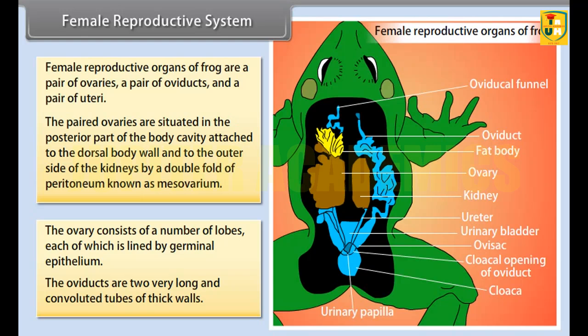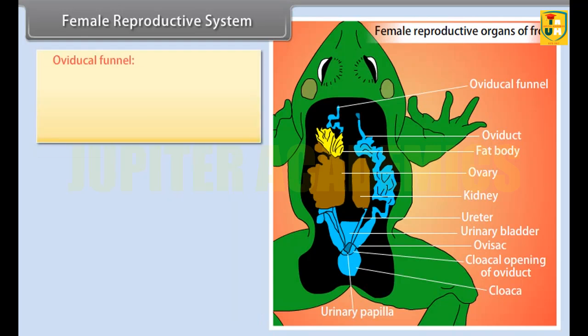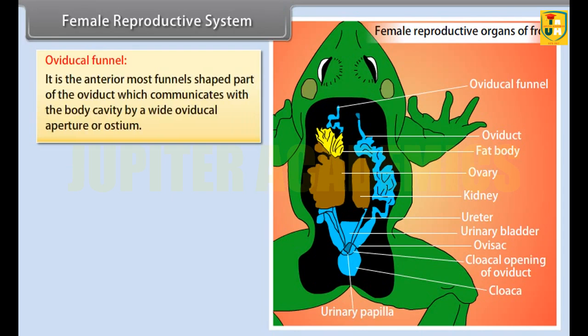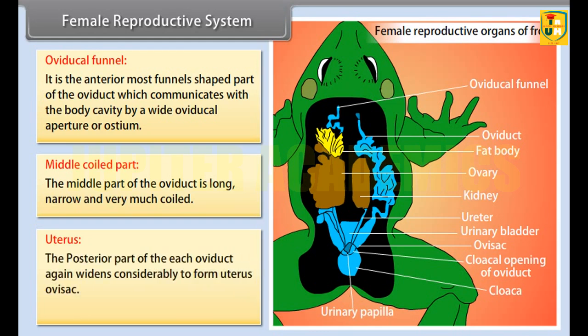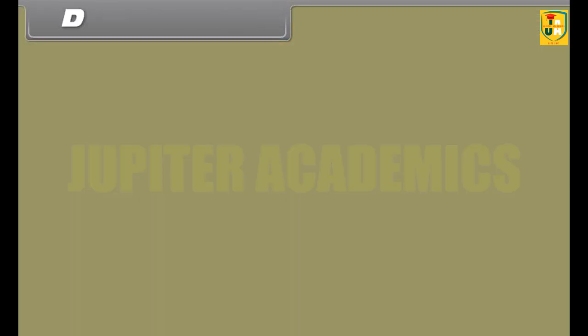The oviduct is distinguished into three regions. Oviducal funnel. It is the anterior-most funnel-shaped part of the oviduct, which communicates with the body cavity by a wide oviducal aperture or ostium. Middle coiled part. The middle part of the oviduct is long, narrow, and very much coiled. Uterus. The posterior part of each oviduct again widens considerably to form uterus or ovisac. The fertilization in frog is external.